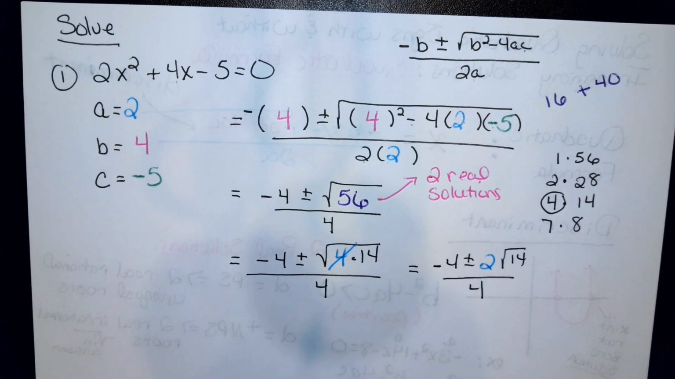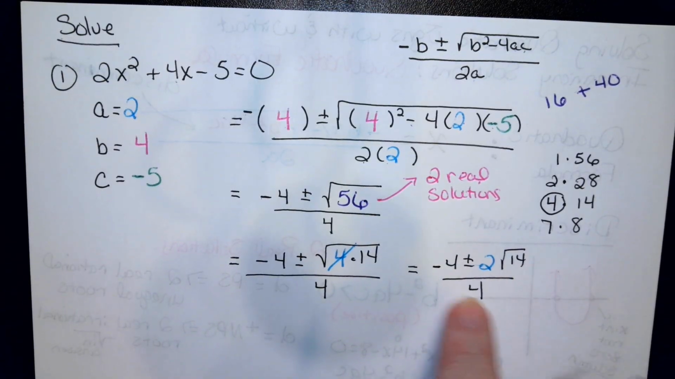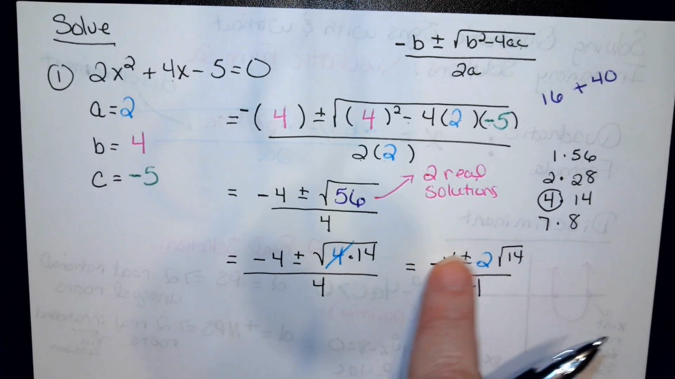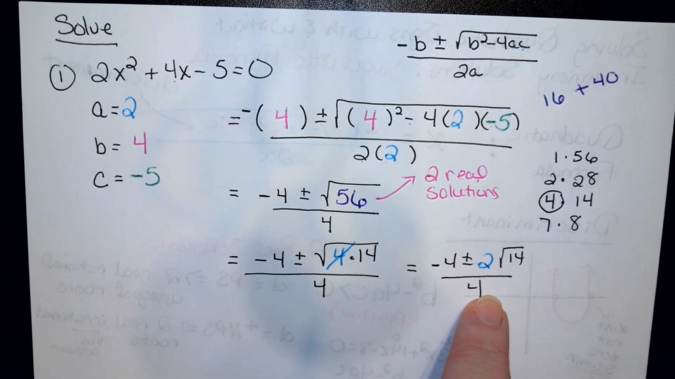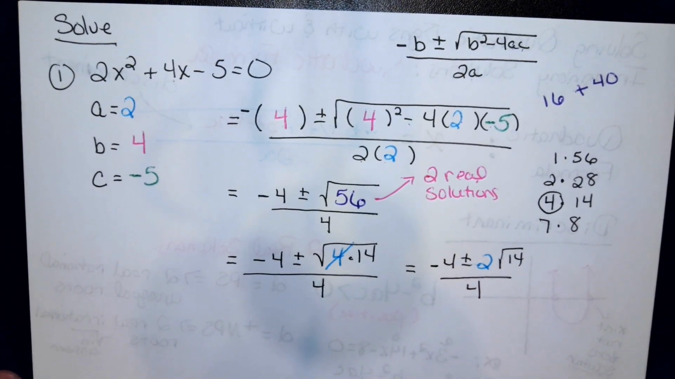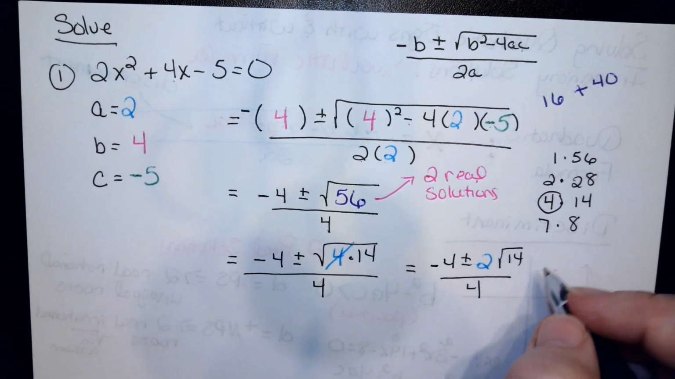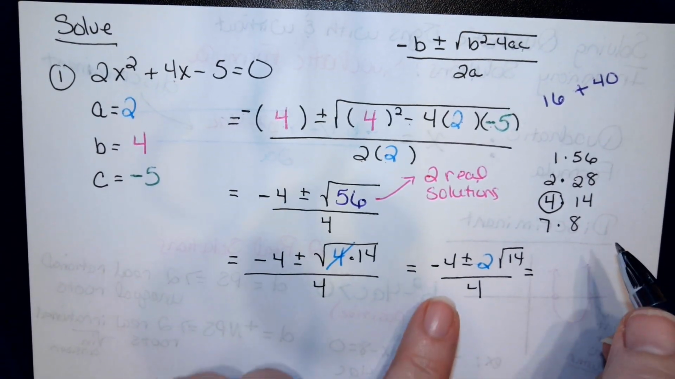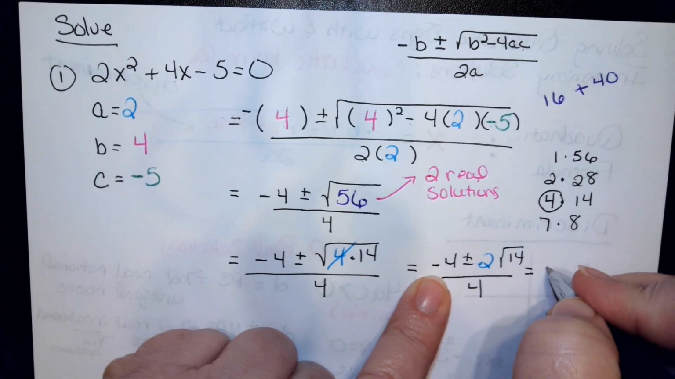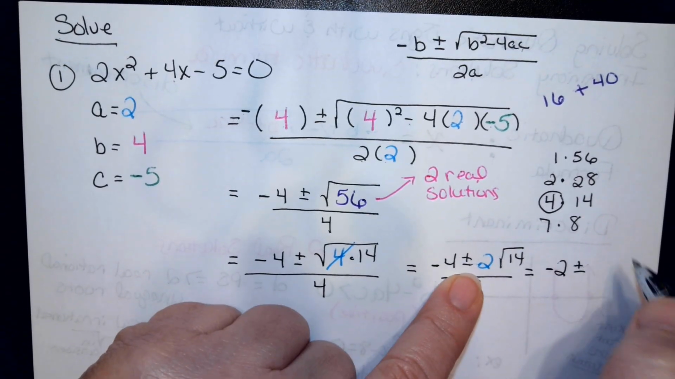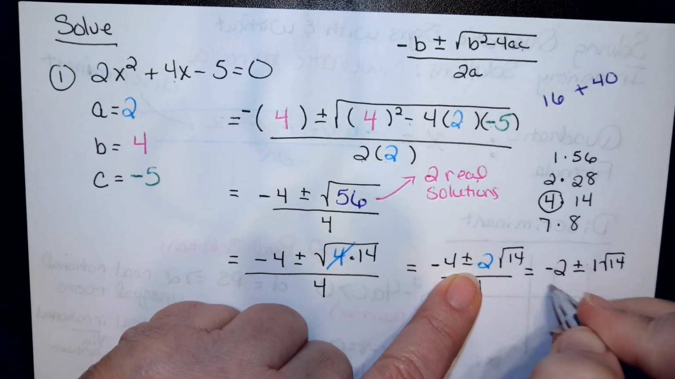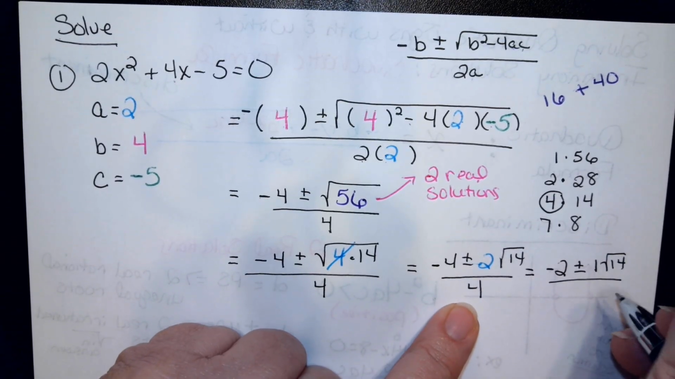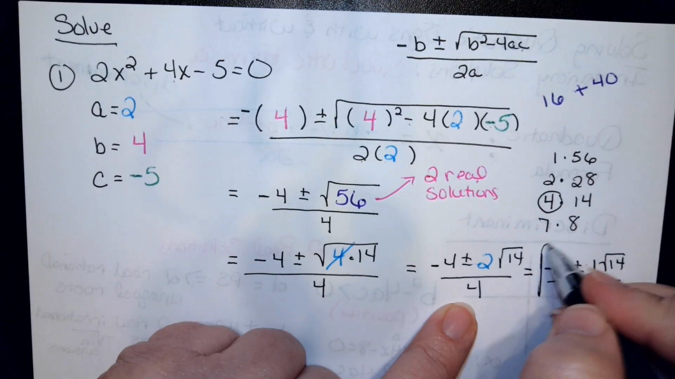Then you want to ask yourself, can any of this be reduced? There's no other radical, so this 14 can't be reduced by any of these numbers. But I see that this 4, this 2, and this 4 all have something in common. They all have a 2. So I can simplify by dividing by 2, the GCF. Negative 4 divided by 2 is negative 2. 2 divided by 2 is 1, and I'll put the 1 there just for demonstration purposes. And 4 divided by 2 is 2. So here is our answer.